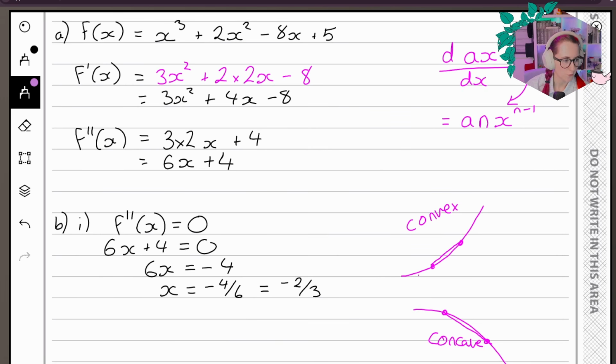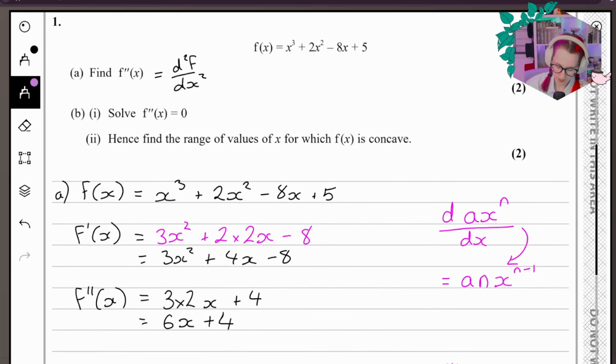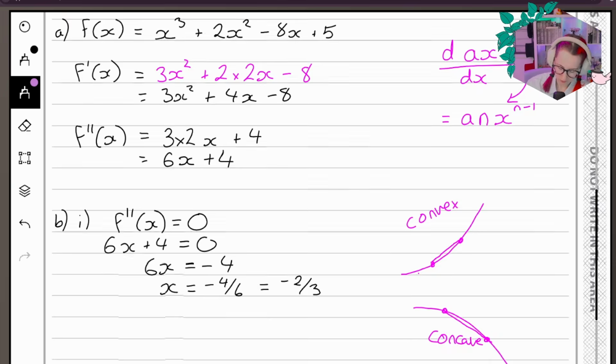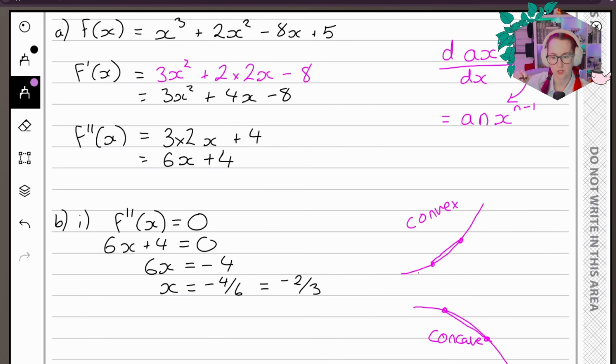So we're looking for a concave function. So we're looking for when the rate of change is decreasing. So concave, f double dash of x is less than 0.